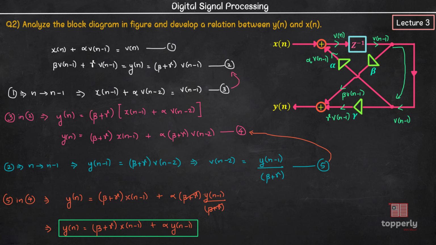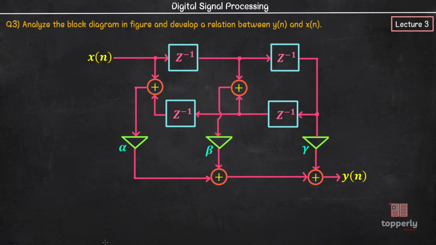Now let us move to the third question. Here also we need to analyze the block diagram in figure and develop a relationship between x of n and y of n. Let us start by marking the signals at each point. This is a unit delay operator whose input is x of n, so the output will be x of n minus 1. Again we have a unit delay operator, so the output here will be x of n minus 2.